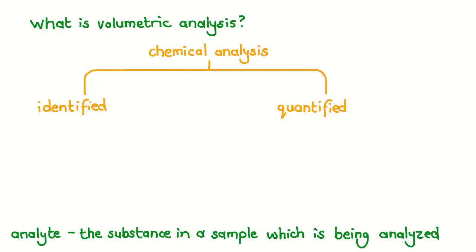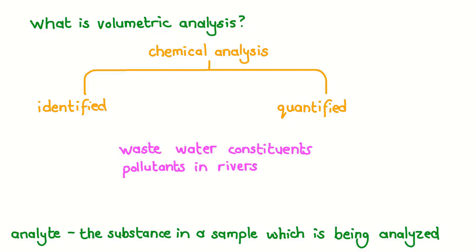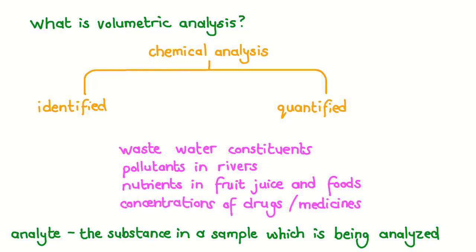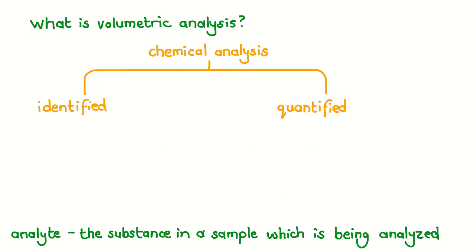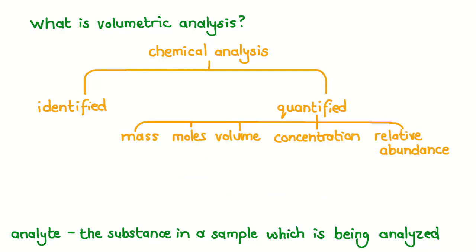A compound under investigation is called an analyte. Examples of analytes a chemist might study include compounds in wastewater, pollutants and their levels in river water, the amounts of nutrients and other compounds in foods, and the concentrations of drugs and medicines in research as well as in body fluids such as blood. All these different analytes and many more can be quantified in terms of mass, moles, volume, concentration, or relative abundance. We are going to focus on quantifying an analyte by volume, and this is volumetric analysis.